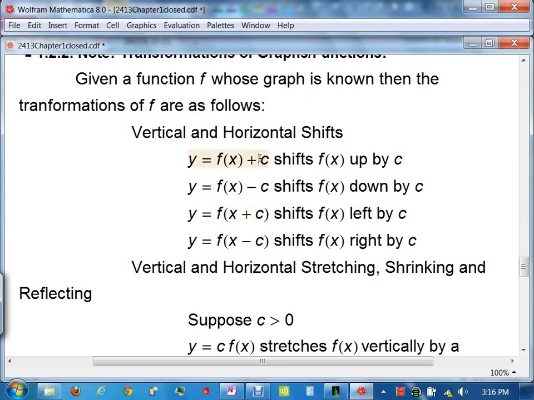I mean, adding C moves you up, subtracting C moves you down. That makes sense. Up, positive, down, negative. But for left and right, it's opposite of what you think. Adding doesn't move you to the right, adding moves you to the left. Subtracting doesn't move you to the left, moves you to the right.